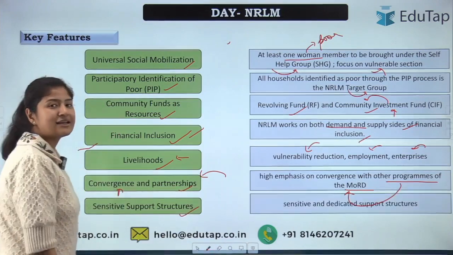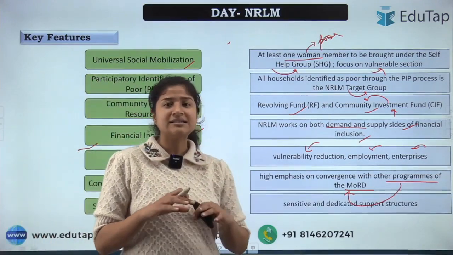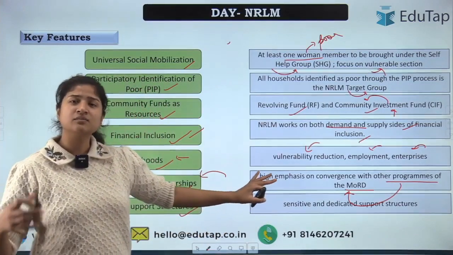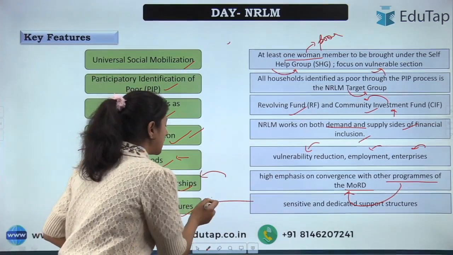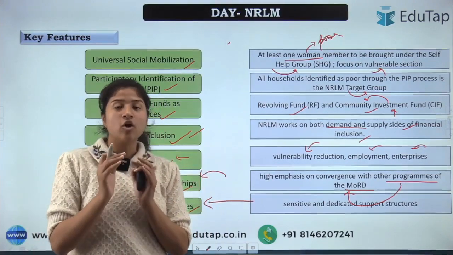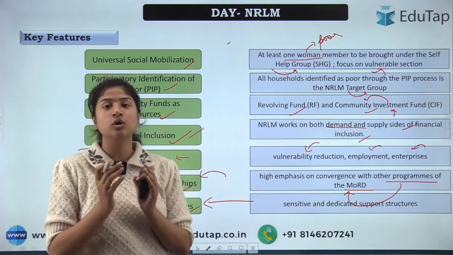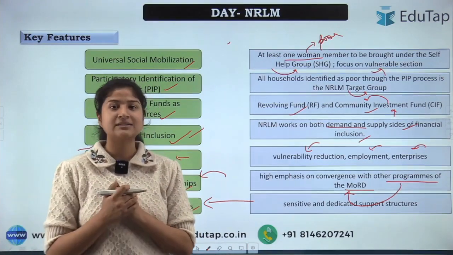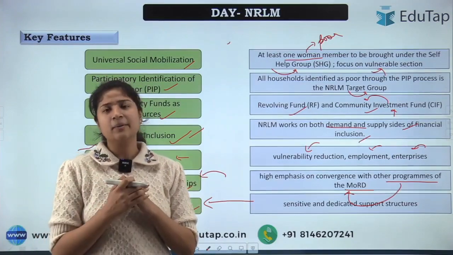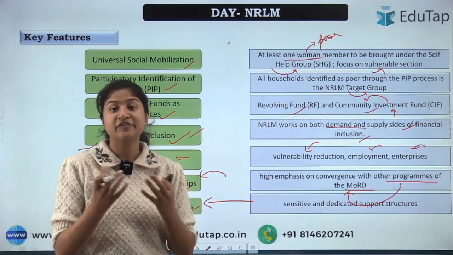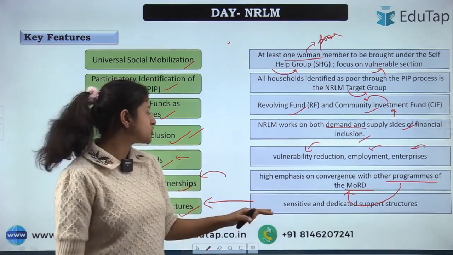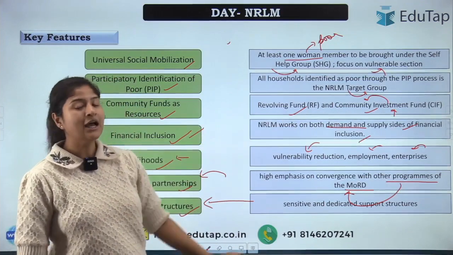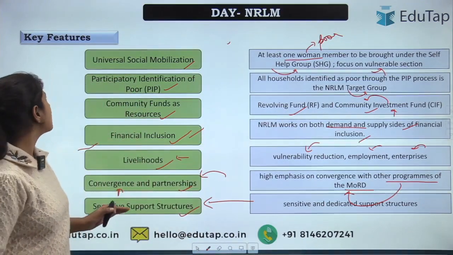Next is sensitive support structure. So what is it? See, you need a sensitive group, meaning people who are aware of what it takes to lift the rural people up, because it is not easy to help them, given the different mentalities between rural and urban people, and the fear of starting something new. So there should be a sensitive group or supporters that would help this mission grow and flourish. So this was about the key features.